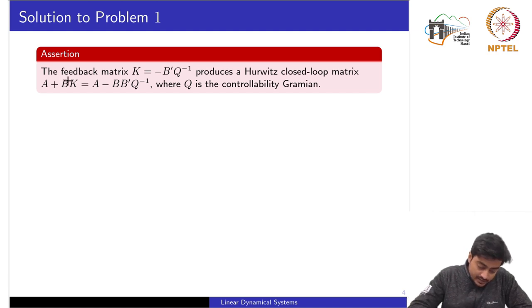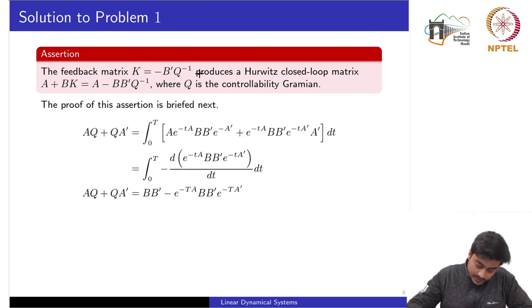The result says that the feedback matrix K given by minus B transpose Q inverse produces a Hurwitz closed loop matrix A plus BK, which is equivalent to this one if I substitute K from here to here, where Q is the controllability Gramian. In the controllability week, we had seen how to compute the controllability Gramian. Once we compute that Gramian, the B matrix is already known to us, so by using this formula I can compute the state feedback gain.